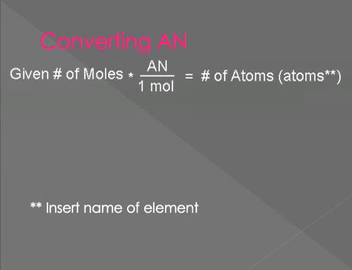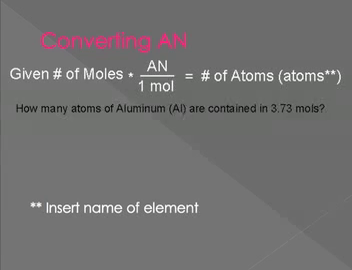So our first example for that one will be: how many atoms of aluminum, Al, are contained in 3.73 moles? Okay, so we have a number of moles. The Avogadro's number and the 1 mole are always going to be the same, and we're being asked to find the number of atoms. So we're going to look at the first formula.